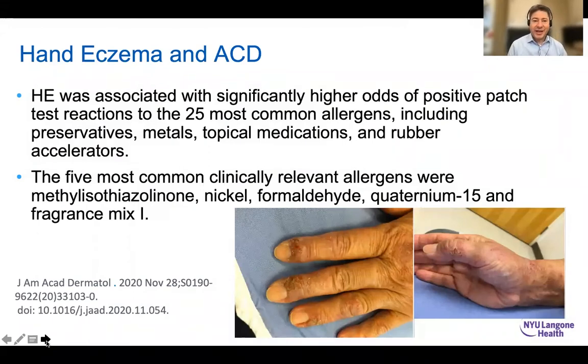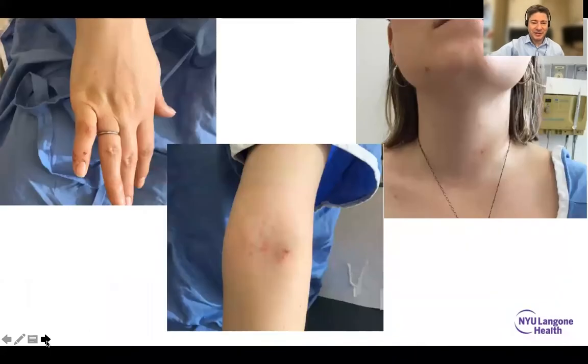Hand eczema and allergic contact dermatitis can be pretty closely correlated with each other. So for those that you consider to have a spongiotic dermatitis, a hand eczema, the chances of them having a positive patch test are pretty high. And if you look at the most common allergens that cause hand eczema, there are things that won't surprise you: preservatives, metals, topical medication, and rubber accelerators. These are the really common causes of that chronic hand eczema.